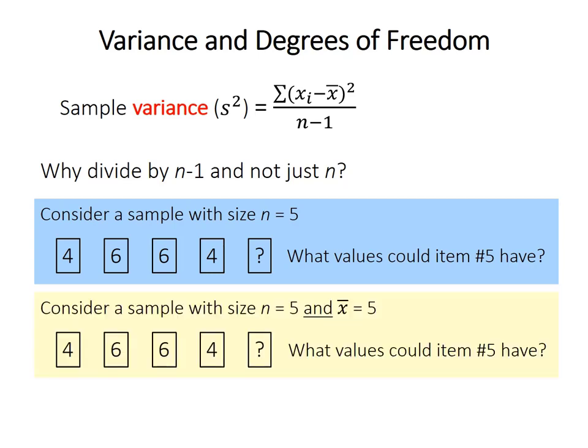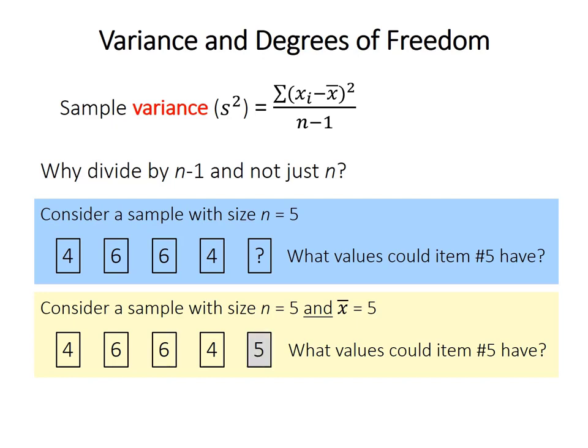But let's imagine the similar situation where we have the same data set, 4, 6, 6, and 4, but now we know that the average, or the mean, is 5. So if these first 4 values are 4, 6, 6, and 4, in this case the final value could only be 5. Because given that the mean is 5, the average of those things has to be 5. So if we know the first n minus 1, if we know the first 4, and we know the mean, this final value has no freedom to vary. It has no degrees of freedom. It must be one thing. It must be 5.